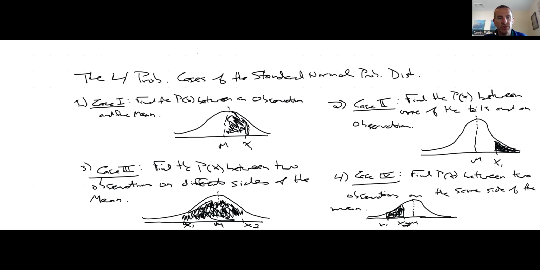Case three, we have two observations. They're on different sides of the mean, and we want to find in between. Case four, we're finding the probability between two observations that are on the same side of the mean. As we'll see, this is actually fairly simple. So let's start off with case one.